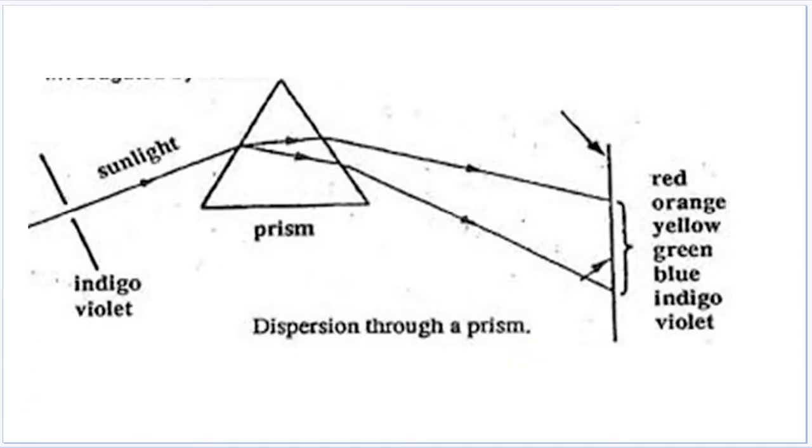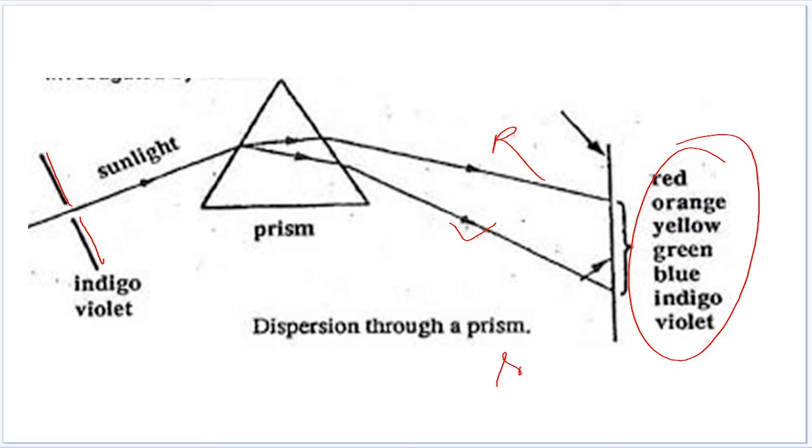Okay, now when you draw the diagram in your notebook, we can also show the extreme colors of light like this, and we can show the dispersion through a prism. This is a source of light, sunlight. A small slit is kept here. Sunlight is allowed to fall on a prism. Here we have shown the extreme colors of light. This is red and this is violet, and the other colors are in between. This entire band of colors is called a spectrum.